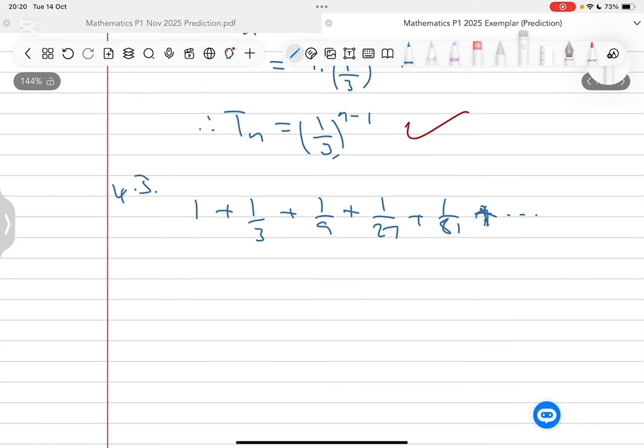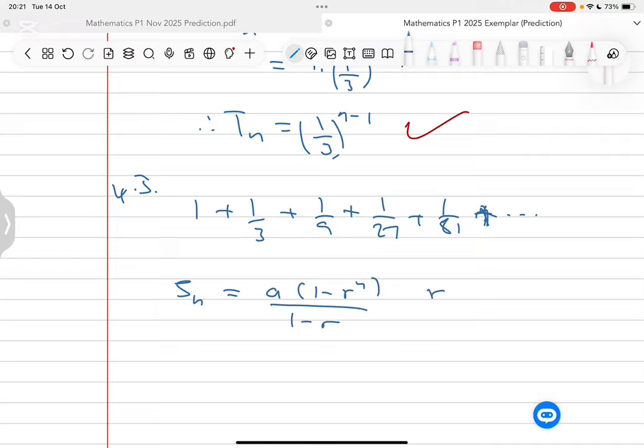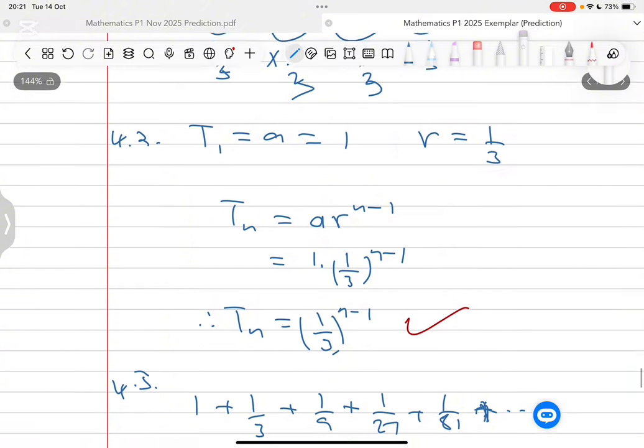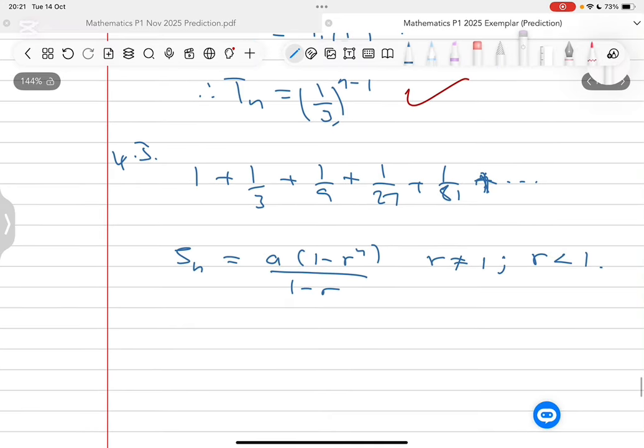Now to get this sum, there are actually two formulae that you can use. But the one that I'm going to use here is the one that works when our r is less than 1. So it's going to be Sn = a(1 - r^n) over 1 - r. This formula works when r is not equal to 1, and also when r is less than 1, meaning any number less than 1. If you check our r here, it is indeed less than 1 because it's 1/3, which is 0 point something.